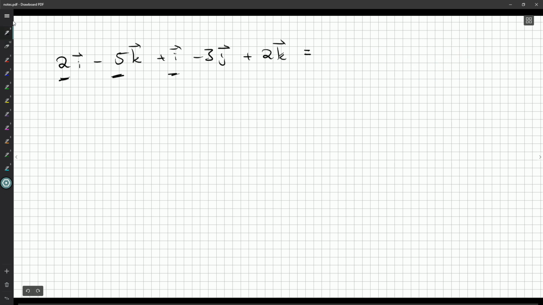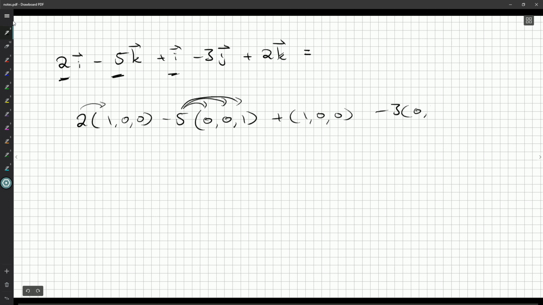Now, of course, we could say, well, I know what 2i is. It's 2, 0, 0, because we're in 3 dimensions, because there are k's. You could do 5 times k, which is 0, 0, 1, and then another i. And then you could do the rest of that, scalar multiplying the 5 in, and the 2 in, and everything. But this is seeming like a lot of work. But you could do it, and you can get your answer that way. There's nothing wrong with doing that. It's just a little longer.